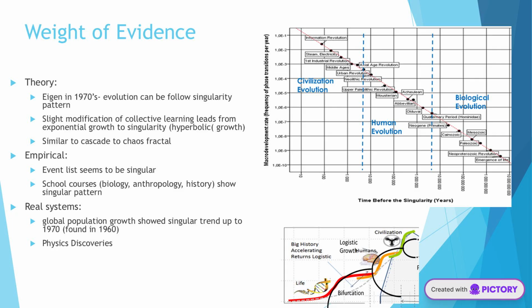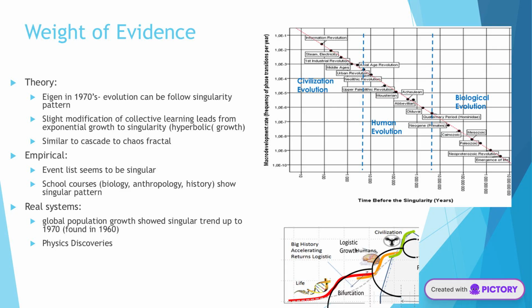Theory. In the 1970s, Eigen proposed that evolution may follow a singularity-like pattern. A related idea is that small changes in collective learning dynamics can shift growth from exponential to hyperbolic behavior, potentially approaching a singularity. This is sometimes compared to cascade to chaos behavior in fractal systems, where incremental changes produce strongly nonlinear outcomes.